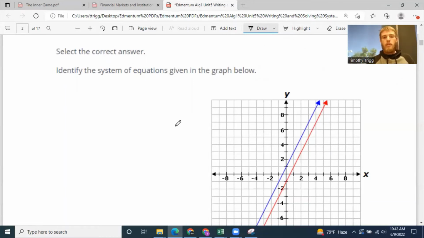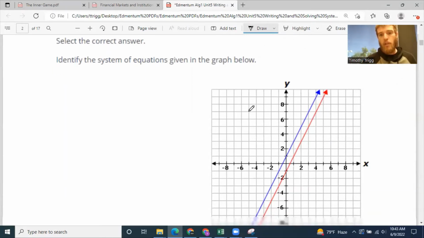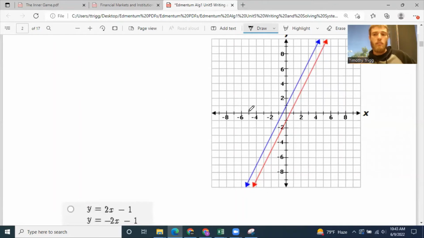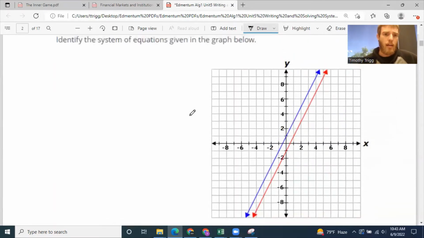Identify the system of equations given in the graph below. Here we have these 2 lines, a blue line and a red line. Well, what do we notice about them? Well, the first thing I notice is that they are parallel. So parallel lines, well, they don't cross each other. So there actually won't be a solution for this system of equations. We covered this in the last lesson.